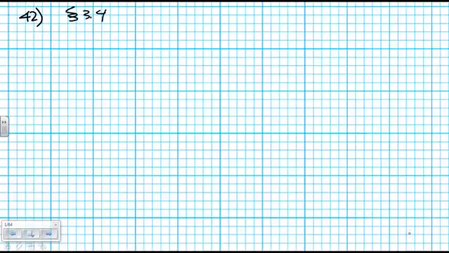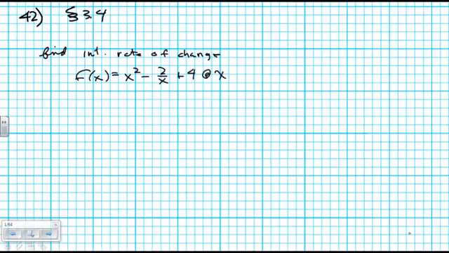So here's problem 42 from the review, and the question is to find the instantaneous rate of change when f of x is equal to x squared minus 2 over x plus 4, when x is equal to negative 1. Where is it?